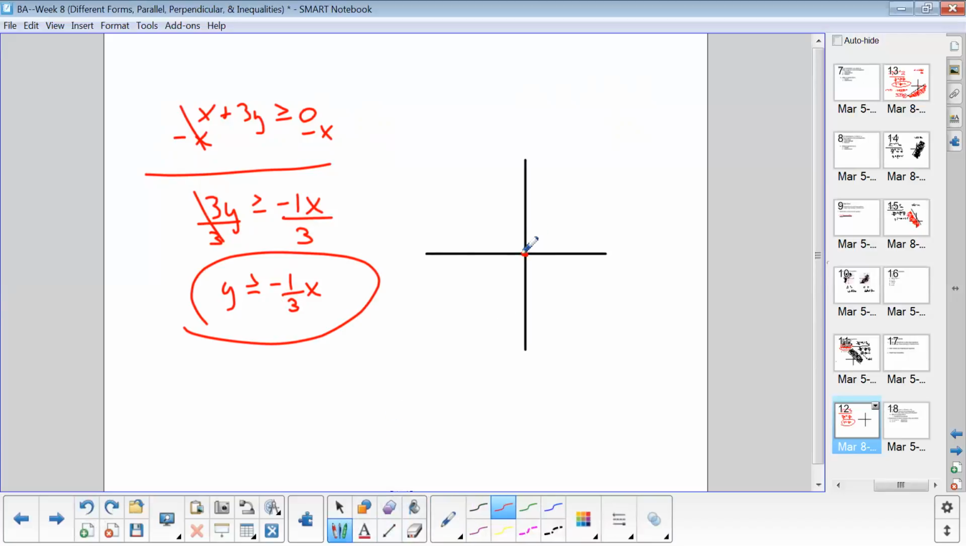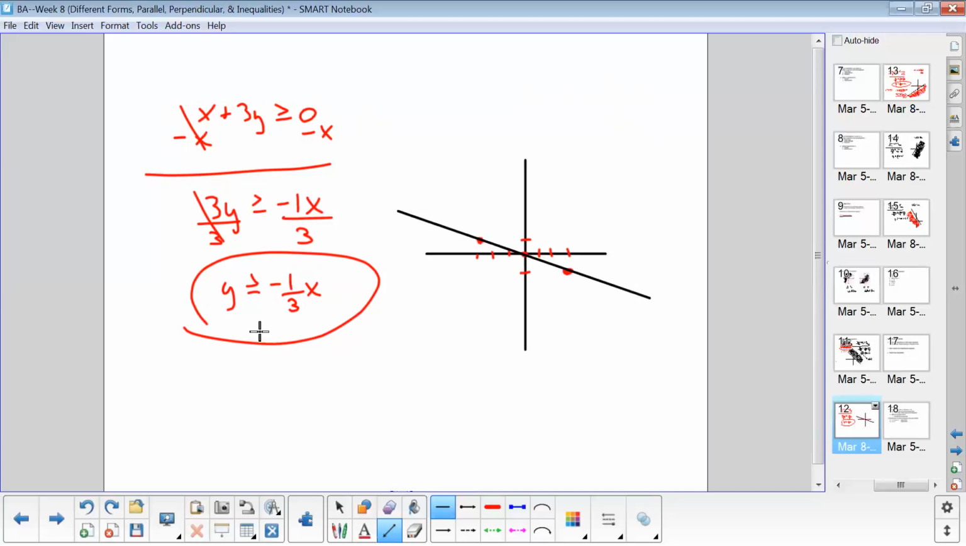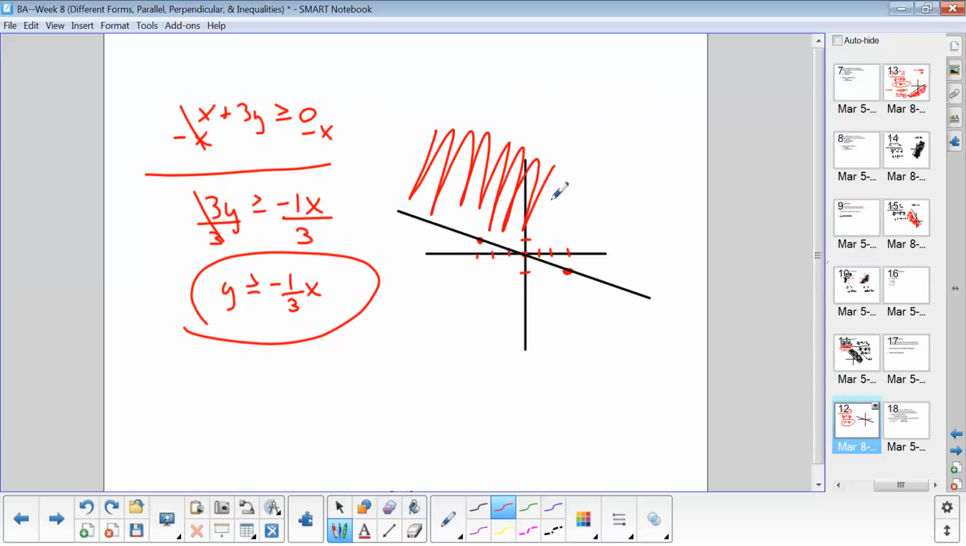So I'm going to start at 0, and I'm going to decrease 1, and I'm going to increase 3, or I'm going to increase 1 and decrease 3. And it is a solid line since greater than or equal to. Go through the ordered pairs there, and I want everything larger, everything greater than. So everything in this region up here. Every ordered pair in that shaded region will make this inequality a true statement.